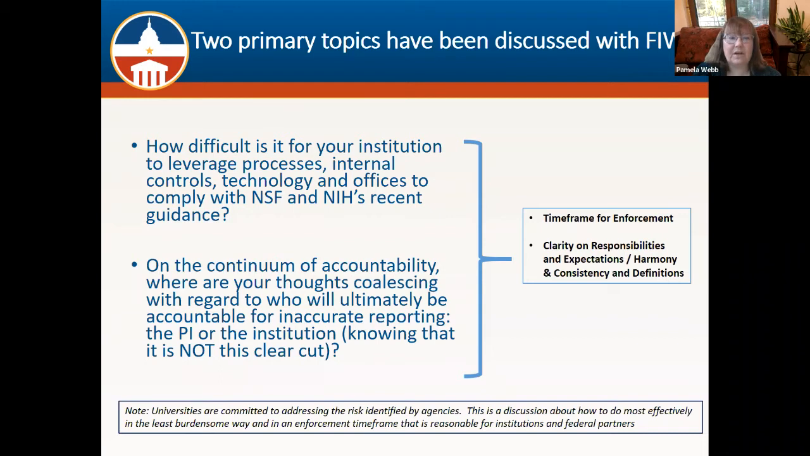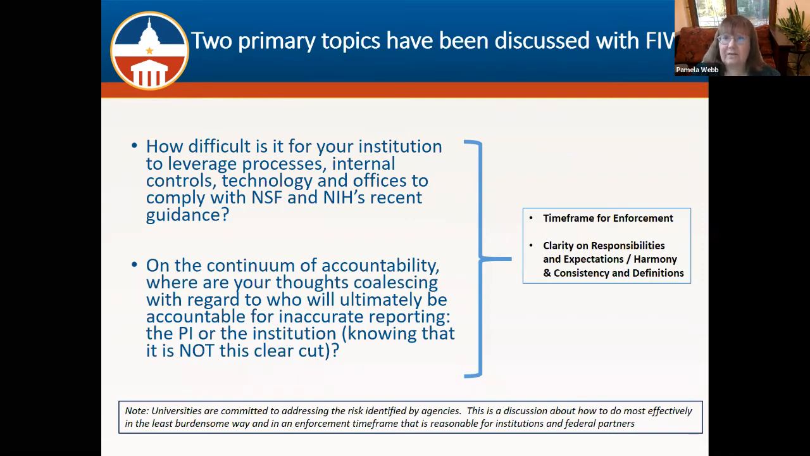So we've talked a lot also about what's realistic in terms of a time frame. How feasible is it for us to do this quickly? How feasible is it for us to do it within existing guidance, or what needs to change about guidance that would make it possible to do this well?